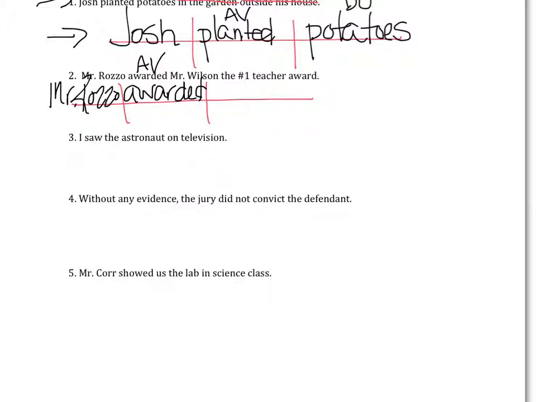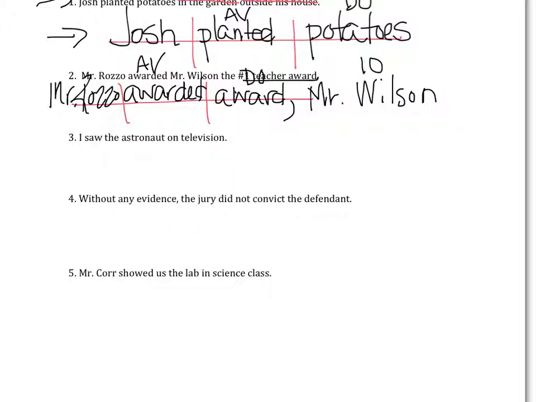All right, since we have an action verb, maybe we have a direct object. What is it that he awarded him? Oh, he awarded the #1 teacher award. So we can skip #1 and teacher because they're just adjectives. He awarded him an award. That's what he awarded. It's the direct object. To whom did he award that award? To Mr. Wilson. Mr. Wilson is my indirect object. Notice that the indirect object comes before the direct object, if there is one.